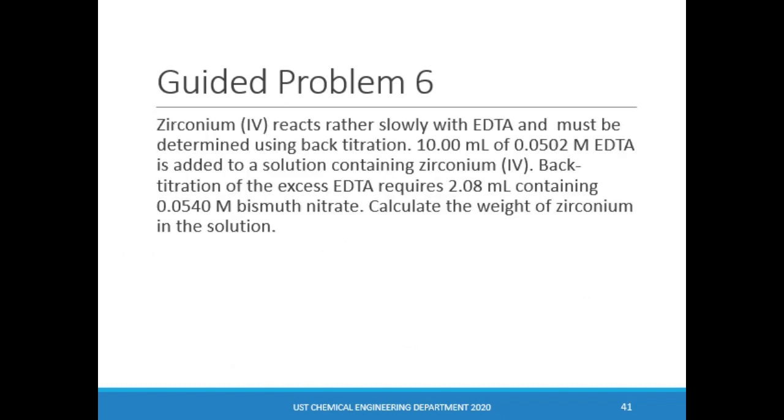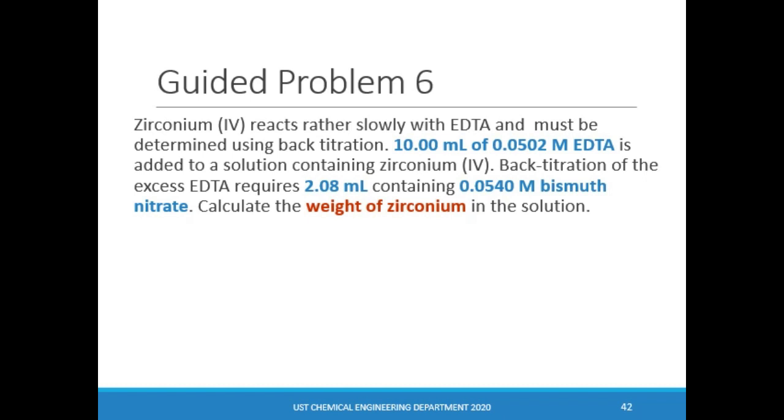For the last sample problem, zirconium reacts rather slowly with EDTA and must be determined using back titration. 10 ml of 0.0502 molar EDTA is added to a solution containing zirconium. Back titration of the excess EDTA requires 2.08 ml containing 0.054 molar of bismuth nitrate. Calculate the weight of zirconium in the solution.